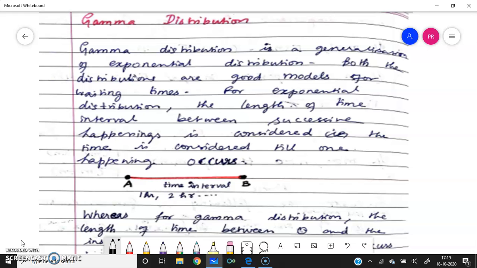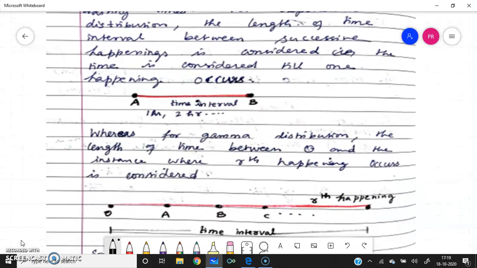For the exponential distribution, the length of the time interval between successive happenings is considered. That is, the time is considered till one happening, from A to B. A is the first happening and B the second happening, and between these, what is the time interval? This is known as the exponential distribution.